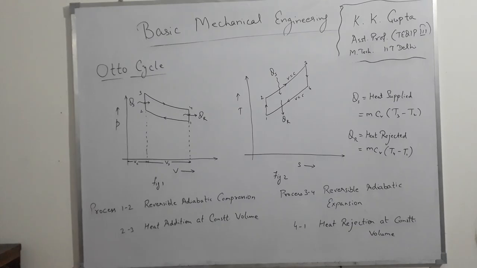In the Otto cycle, heat is added at constant volume, so it is also known as the constant volume heat addition cycle. Heat is supplied in process 2-3 at constant volume, that is QS. QS is the heat supplied, and since it is supplied at constant volume, mathematically we can write it as m Cv (T3 minus T2). And QR is the heat rejected, that is at constant volume, so we can write it as m Cv (T4 minus T1).